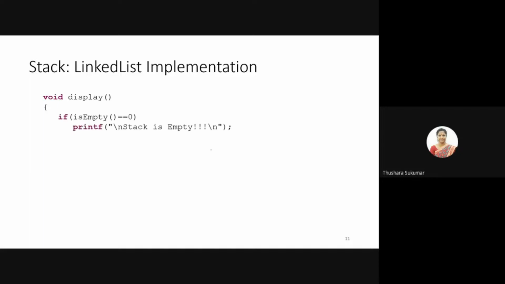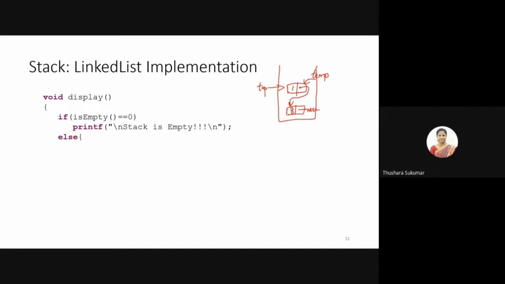Now let's see display. In the case of display also, we want to traverse each and every node and display it onto the screen. Whatever node is there, this is null. This is the node that is pointing to 8. This is top, and this is temp. Temp is also pointing to top.